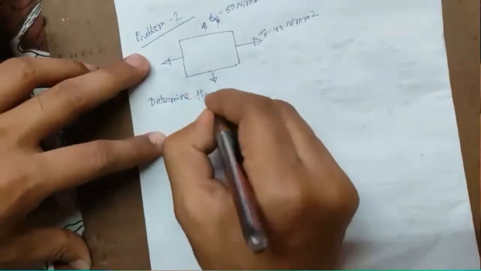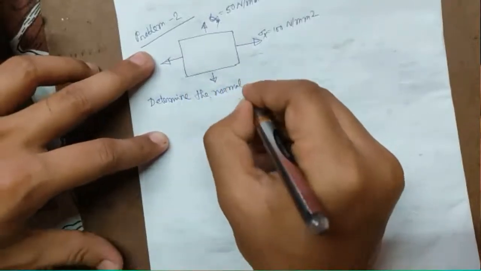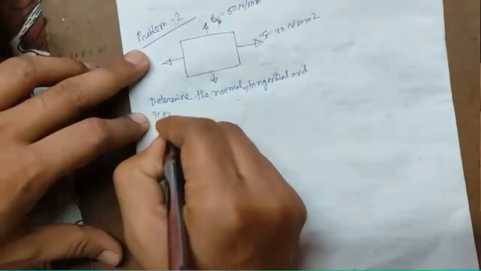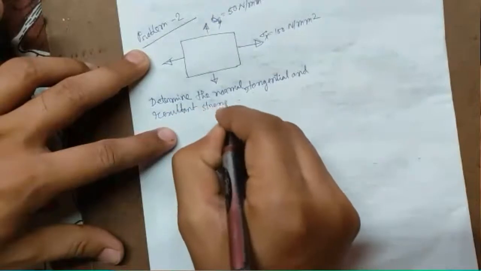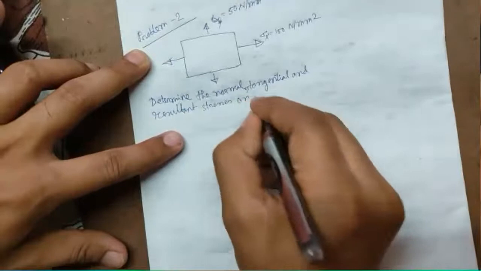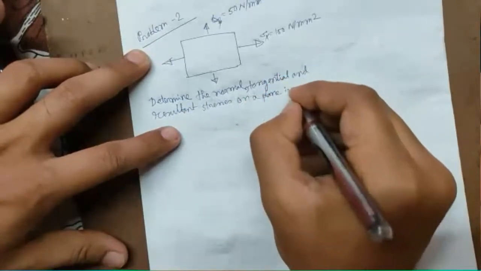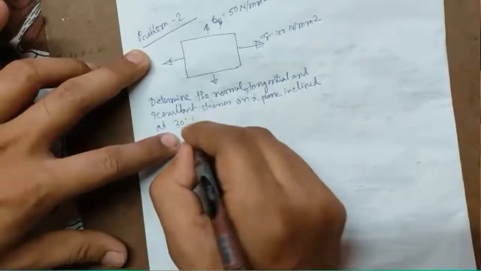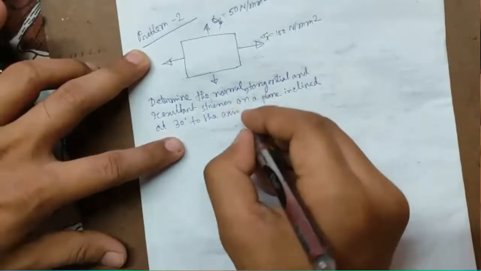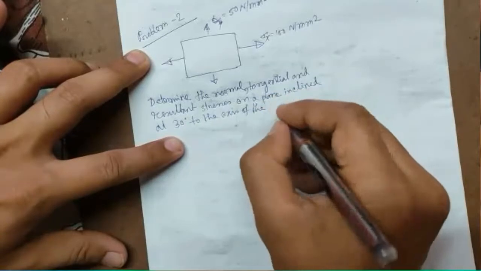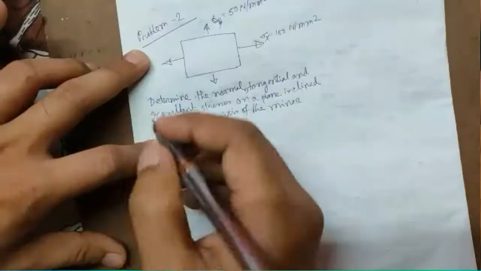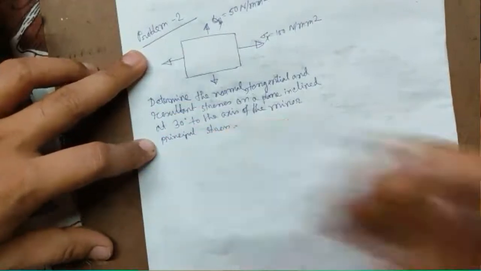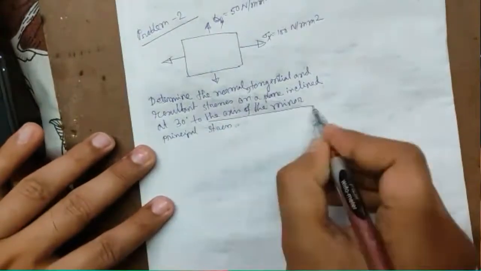Determine the normal, tangential and resultant stresses on a plane inclined at 30 degree to the axis of the minor principal stress. So first we have to locate the axis of minor principal stress.